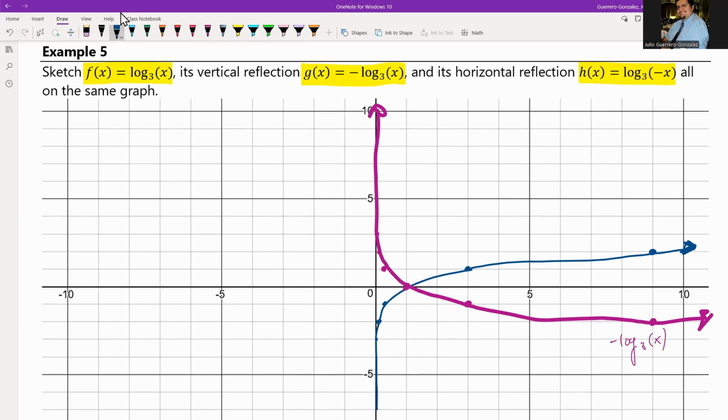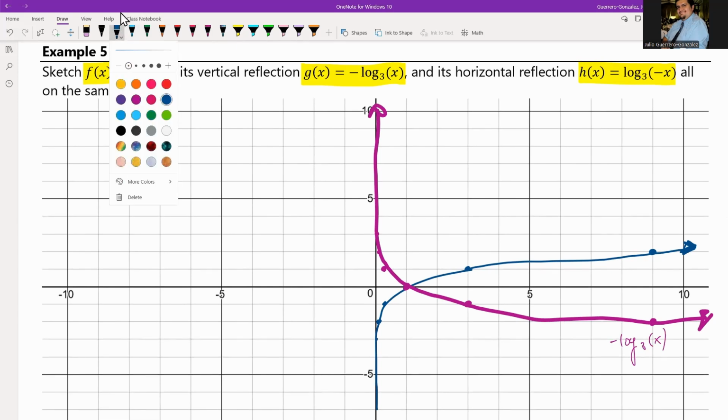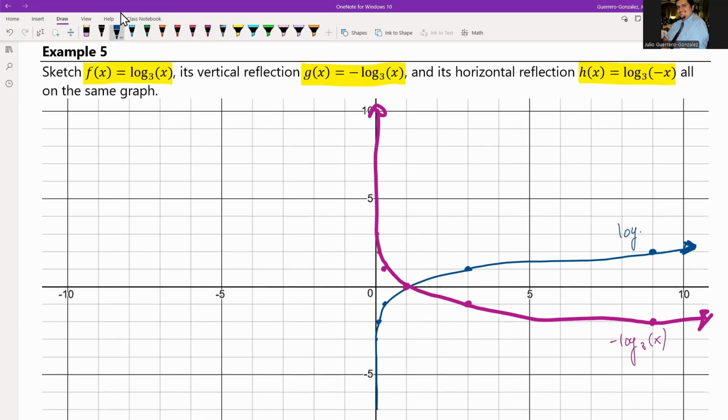I should put in blue this one. So this is going to be log base 3 of x. The blue one is vanilla. The purple one is the vertical reflection. The one that's left is the horizontal reflection. And just like you think would happen, you flip it along the x-axis. So it's going to be negative x values this time. So this point goes here. This point goes here. This point goes way over here.